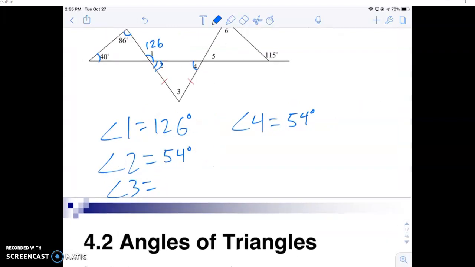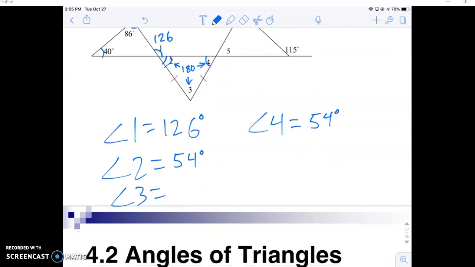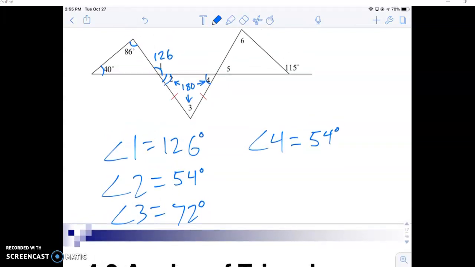Since we know that angle 2 and angle 4 are both 54, that means, remember, all three of these angles added up together give us 180. So you would go 54 plus 54, which is 108. To figure out angle 3, we just go 180 minus 108, and angle 3 is 72 degrees. This is kind of a loaded question. It's dealing with a lot of different things.